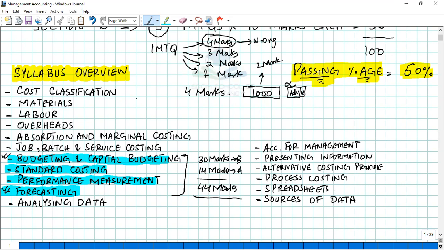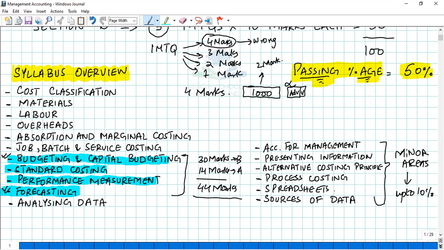Now, what are the minor areas? These chapters that I have listed down here are minor areas of the exam. Minor areas means that from these chapters, up to 10% of the exam will be tested. It means maximum 5 questions. Up to 10% means maximum 5 questions.